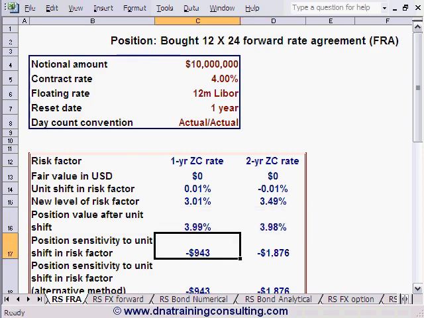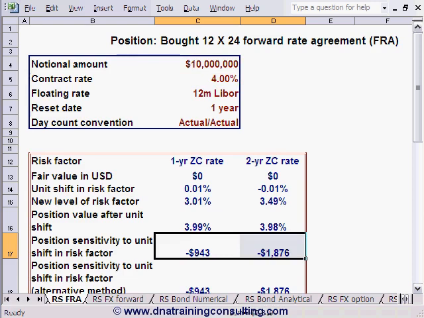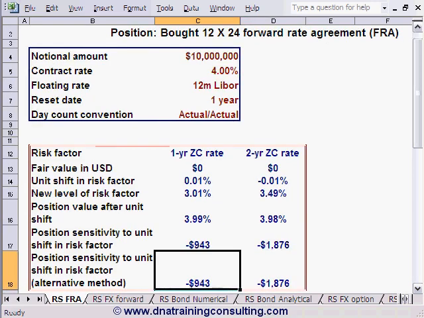Then in cells C17 to D17, we revalue the position as the present value of the notional amount multiplied by the difference between the new forward rates and the old one. Given the initial value of 0 for the position, sensitivity to shifts in the risk factors appearing in cells C18 and D18 is quite simply equal to the position value after the rate shifts.